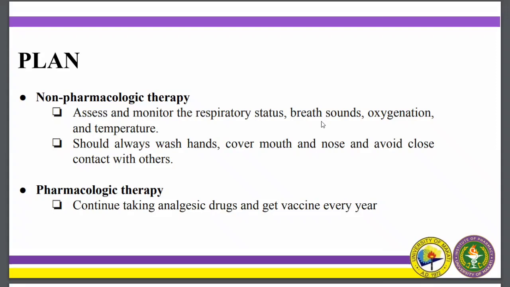Last is the pharmacologic therapy. So we continue taking analgesic drugs. So sa case ni patient, we will advise the patient na i-continue na lang yung pag-take ng ibuprofen, yung analgesic drugs. Kasi kung bibigyan natin siya ng antiviral drugs is used for like that, influenza. So, i-advise lang natin siya na ituloy yung analgesic drugs kasi kung bibigyan natin siya ng antiviral drugs is hindi rin naman e-effect sa kanya.